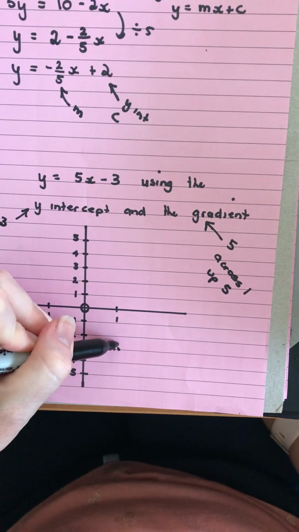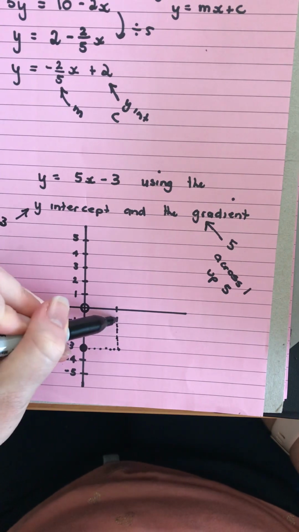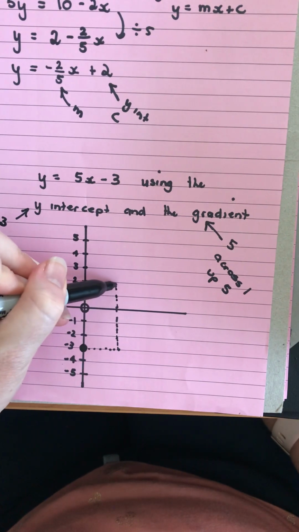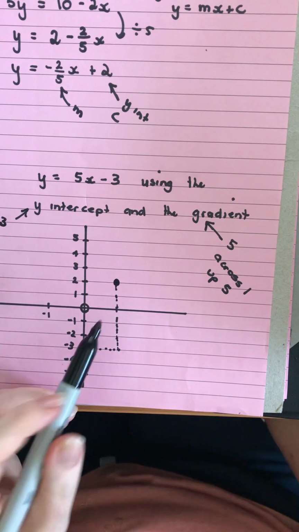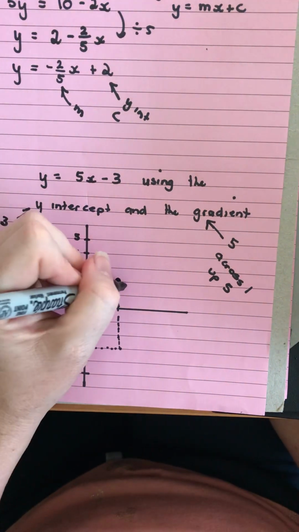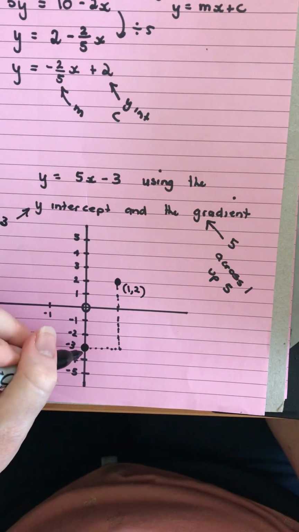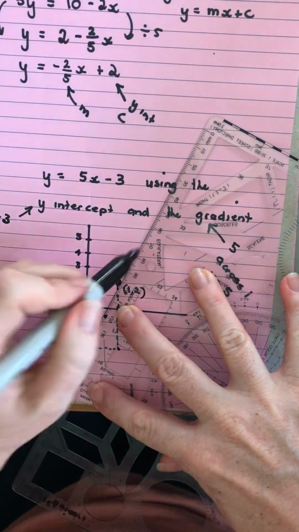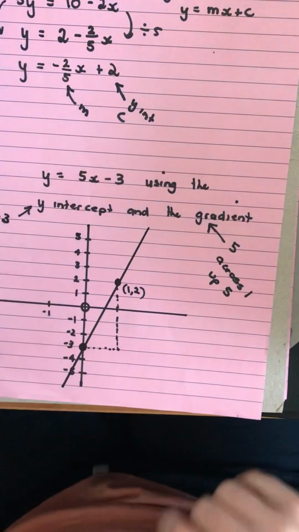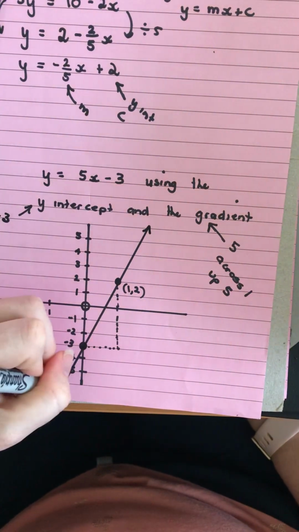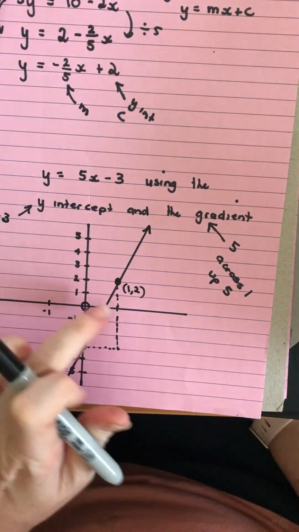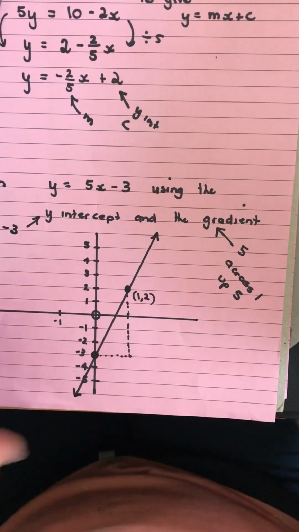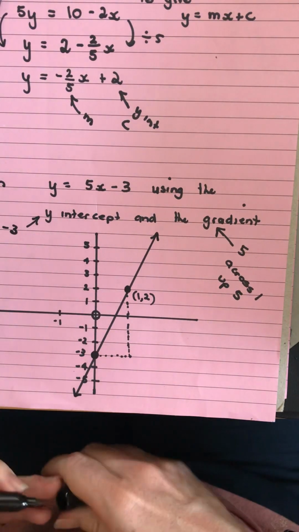So here's 1, 2, 3, 4, 5. So I get to (1, 2) as my coordinate there. And I started at my negative 3, then I get my ruler and I join them with a straight line. I could take another step and work out what that x-intercept is there, but as it is, that's all I need to graph my line.